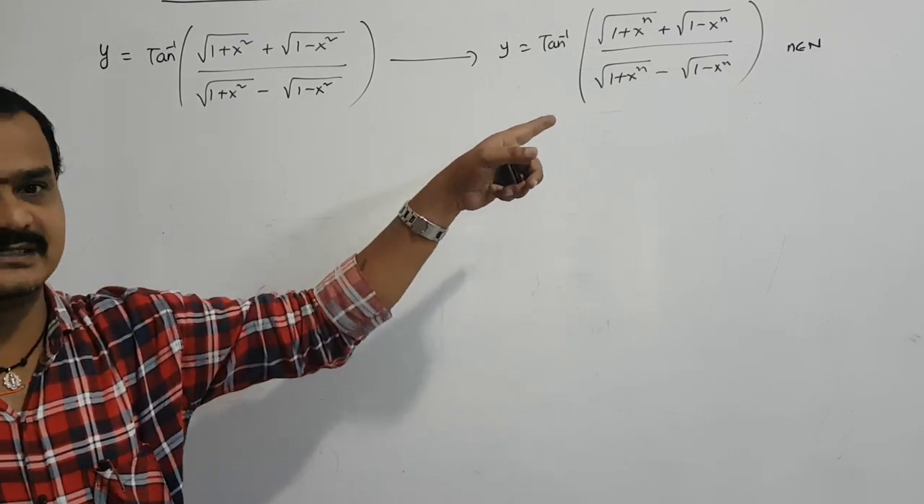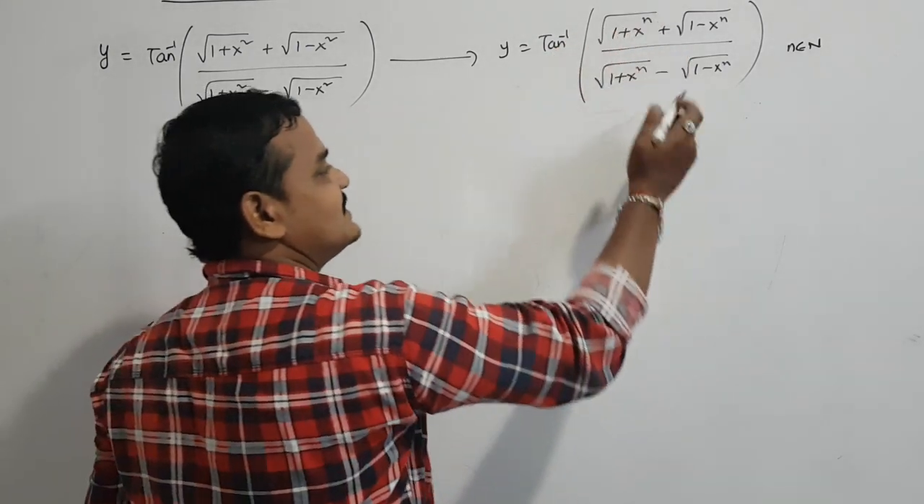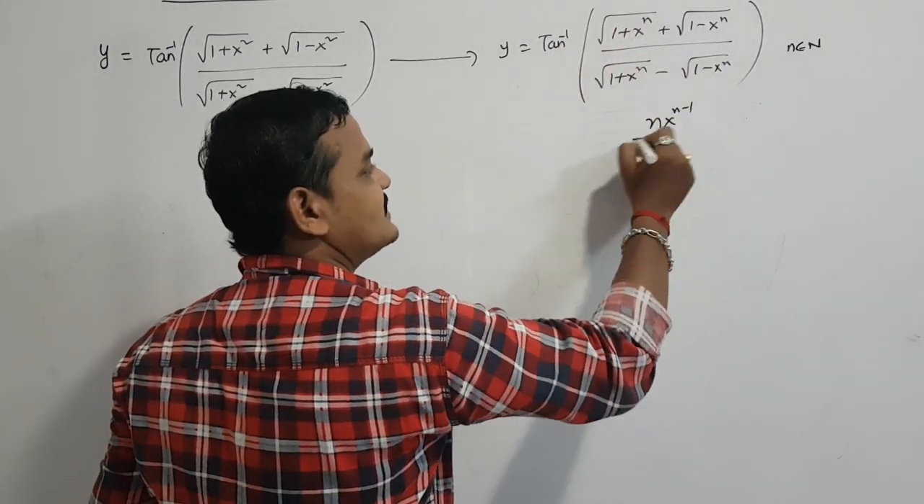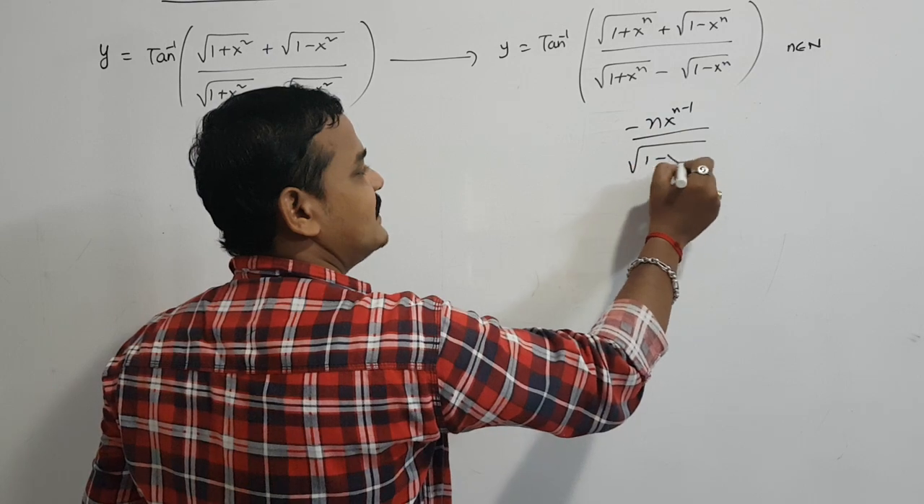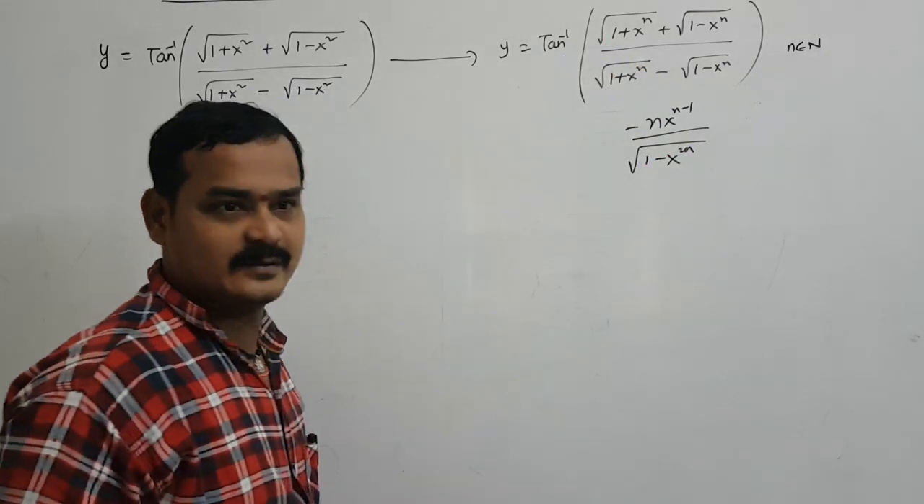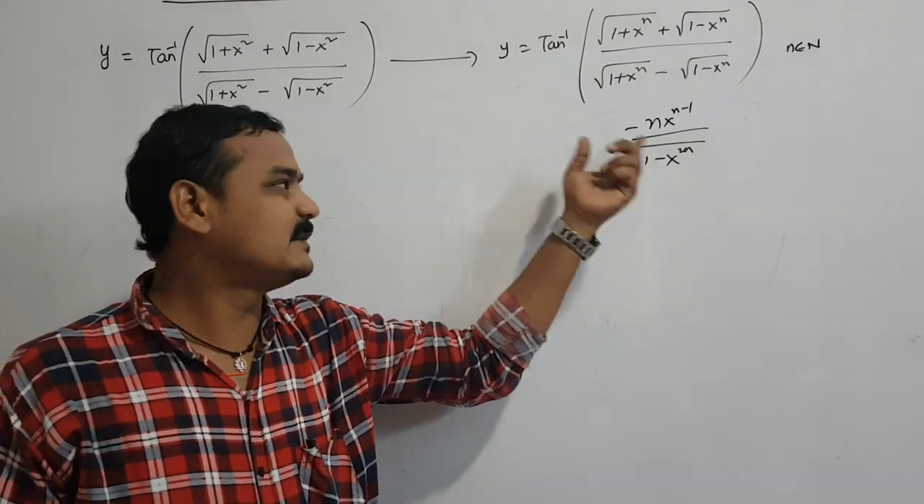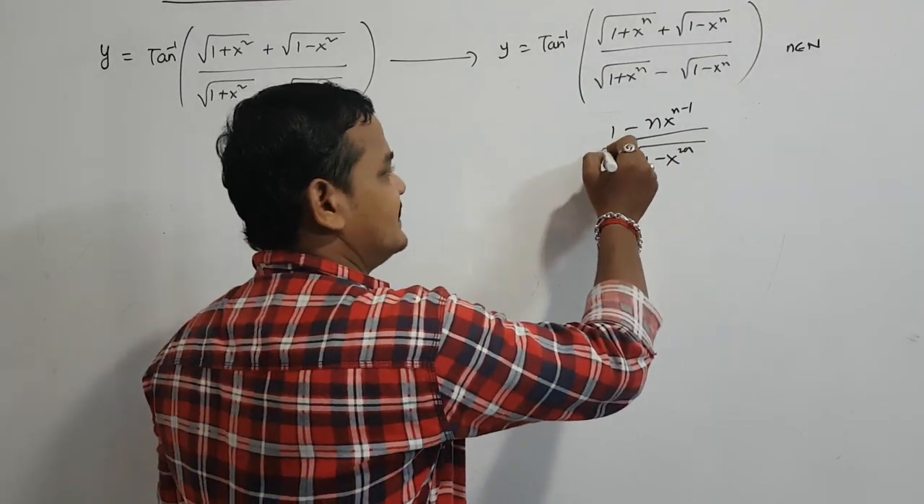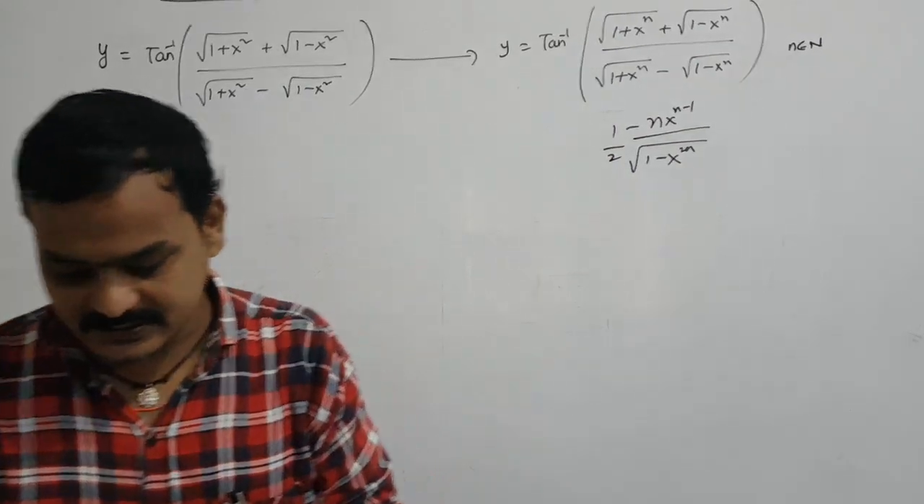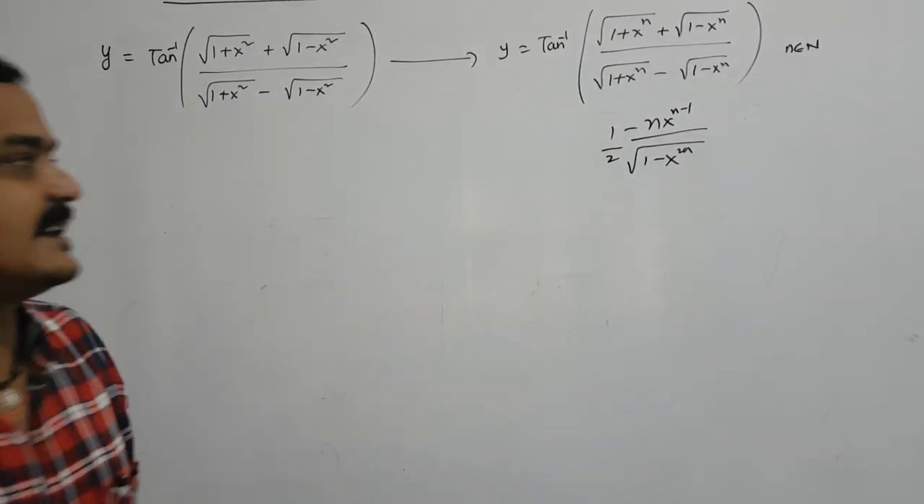What is the answer? If x power of n is there, the answer is n into x power of n minus 1 by root of 1 minus x power of 2n. This is the fundamental rule. Directly you can write on the formula of this. If 1 by 2 is something, 1 by 2 is there, I think. Okay, so this is the formula for directly deriving.